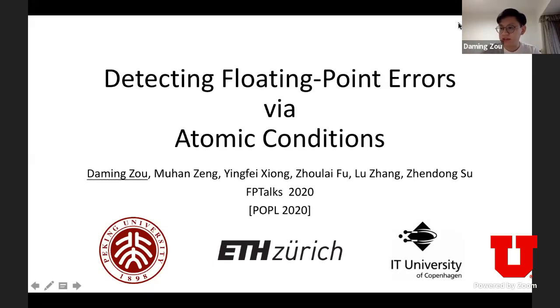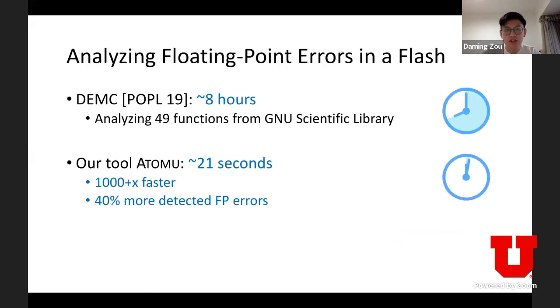Hi everyone, and thanks for coming. I'm Daming Zhou from Peking University, and today I'm glad to be here to introduce our recent work, detecting floating point errors via atomic conditions. Before the detailed introduction, I would like to first highlight our result. Last year, DEMC was proposed for detecting floating point errors, and it took about 8 hours for analyzing 49 functions from GSL. Our tool on the same benchmark only needs 21 seconds, which is more than 1,000 times faster, while at the same time we detect 40% more floating point errors.